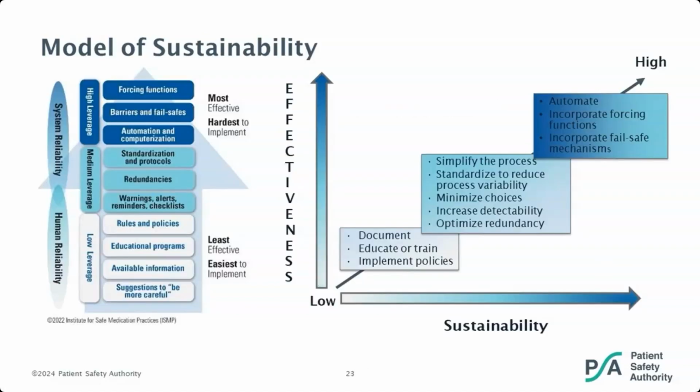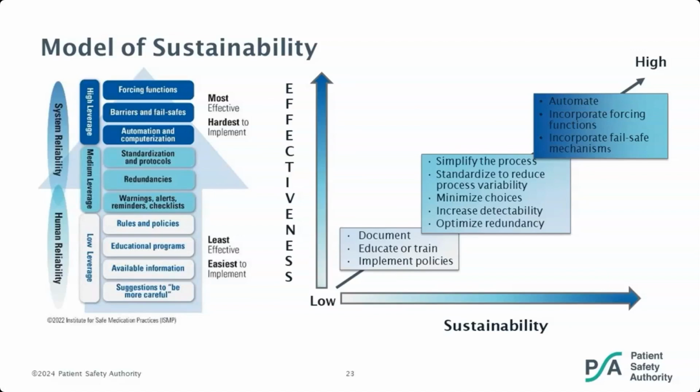I come from doing a lot of work in causal analysis, and anytime that we talk about mitigation strategies, and these are specific today for shoulder dystocia, we have to talk about sustainability and the action strength hierarchy. I have two models here of sustainability. The one on the left was developed by my colleagues at the Institute for Safe Medication Practices.